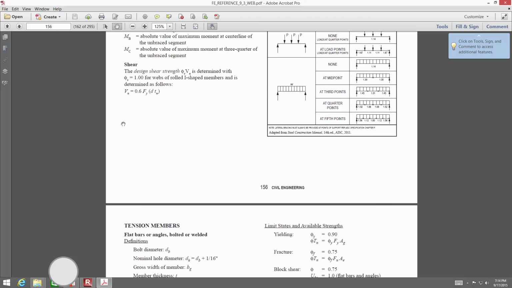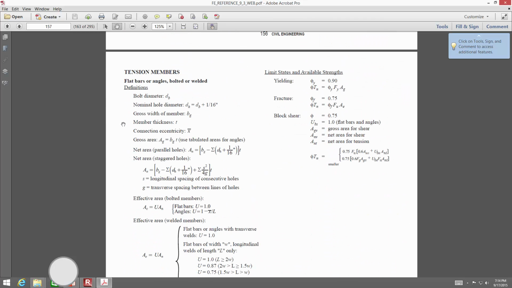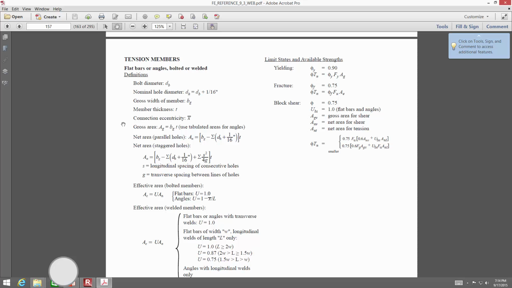If you notice a theme with my discussion, most of the stuff in steel design is really going to be beams and columns, and it's because of the information that's given. That'll make sense as we move through with this.